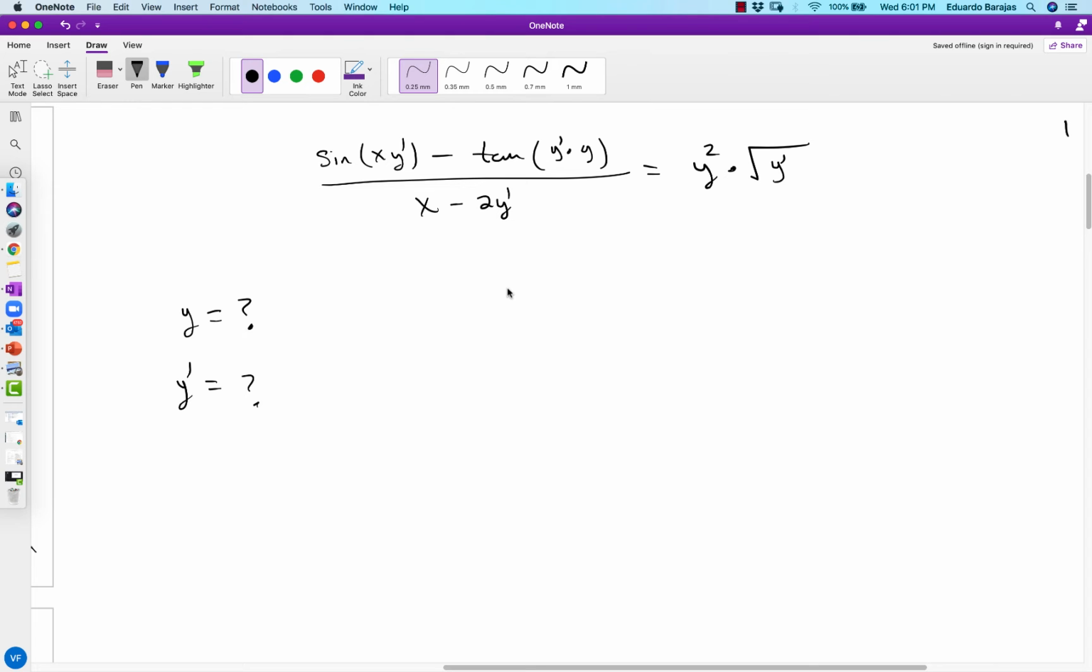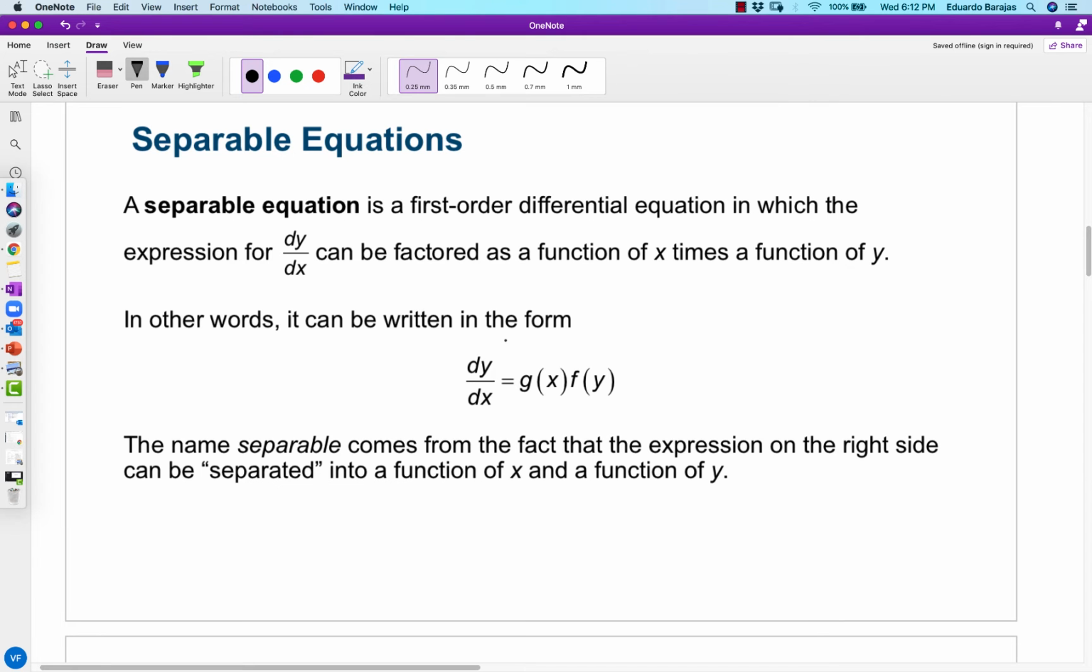Okay, so that's what separable equations are. So what are separable equations? A separable equation is a first-order differential equation in which the expression for dy/dx can be factored as a function of x times a function of y. In other words, it can be written in the form dy/dx equals g of x times f of y. The name separable comes from the fact that the expression on the right side can be separated into a function of x and a function of y. Good. So it's important that they're multiplied.